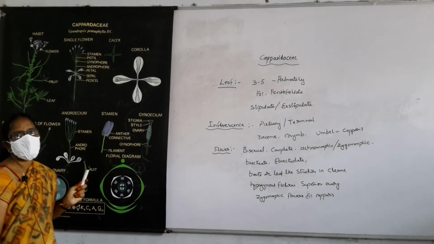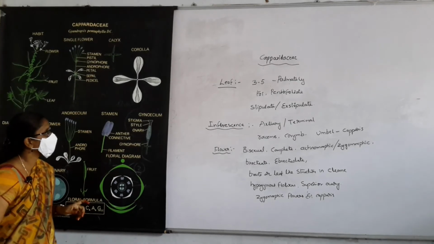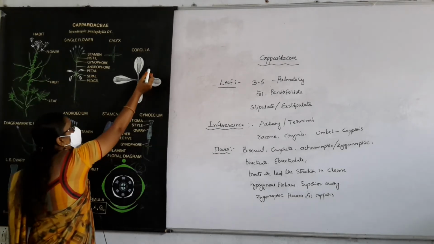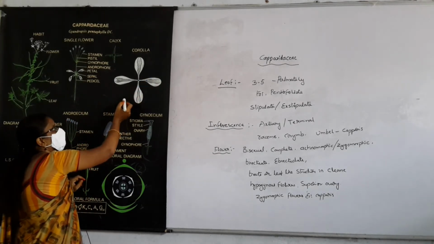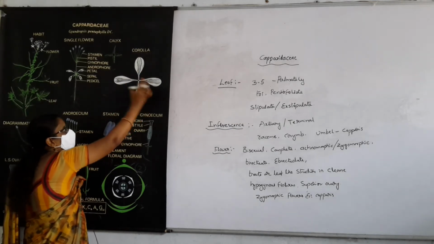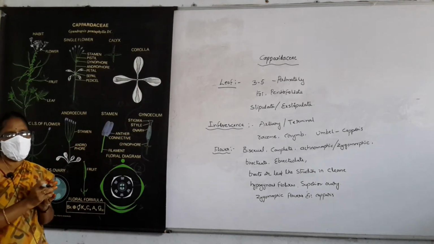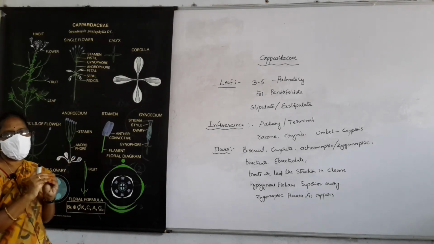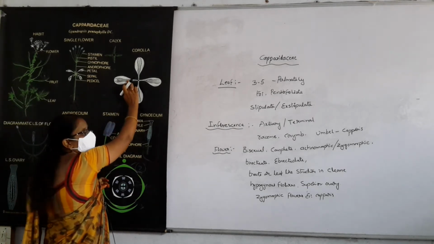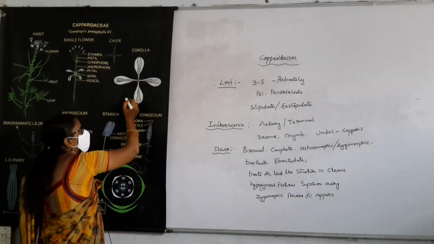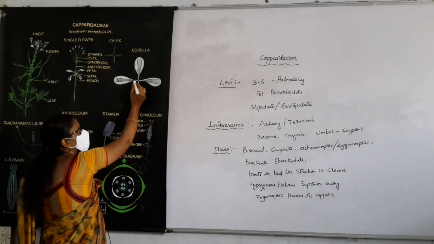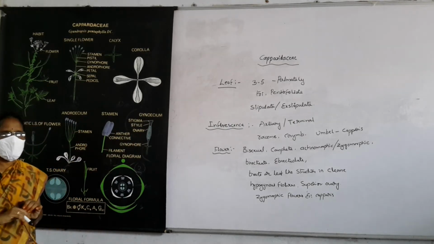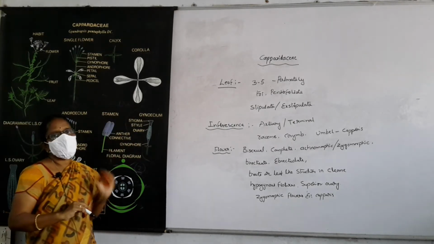And actinomorphic or zygomorphic: this is an actinomorphic flower. For example, if you cut the flower in any plane, you get two equal parts. If we cut like this, this is one part and this is one part, two parts are equal. This is an actinomorphic flower.